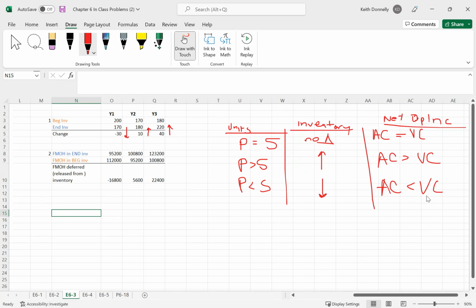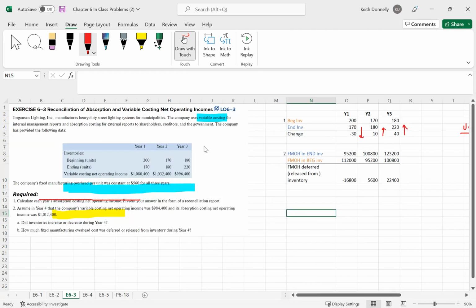So what we have to do here, in light of this chart, is figure out that our inventory went up or went down. The difference between that is caused by this fixed manufacturing overhead. So if we're going to reconcile here, go from our variable costing to our absorption costing.